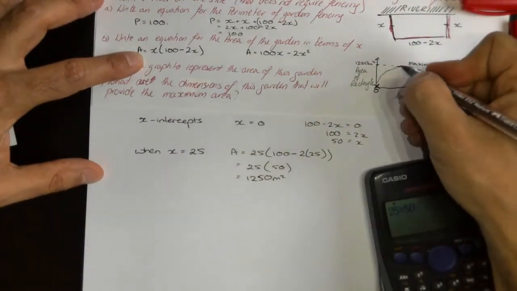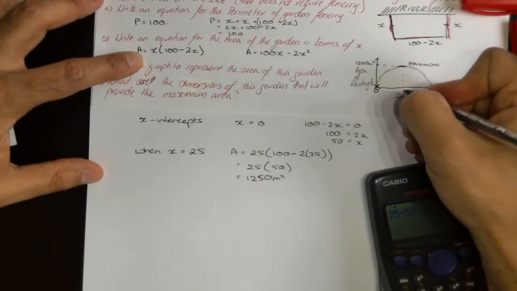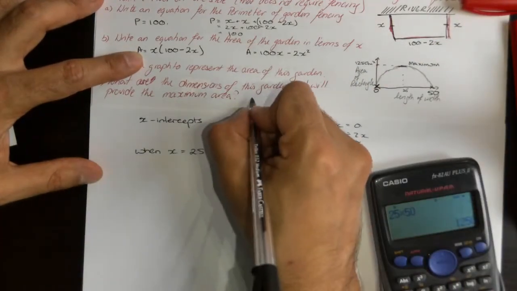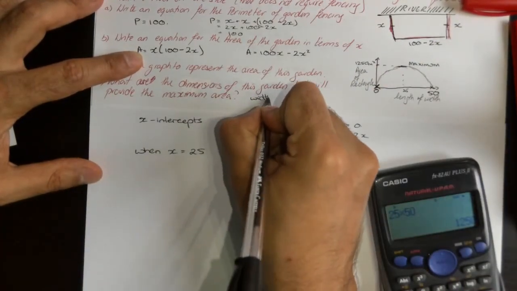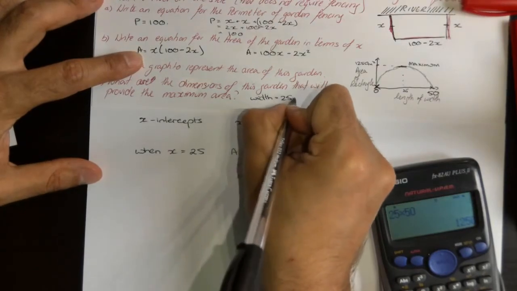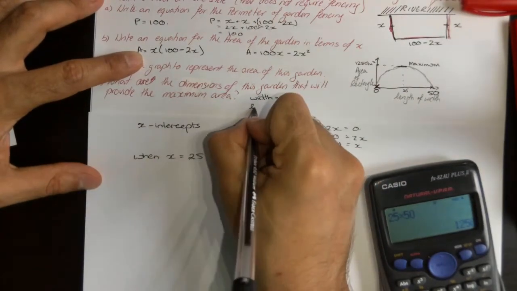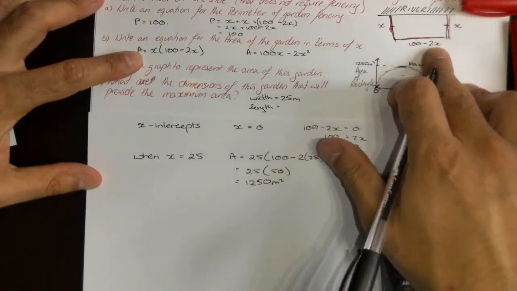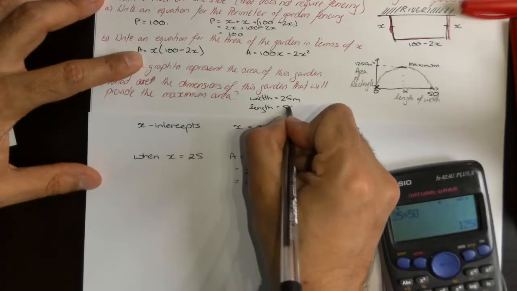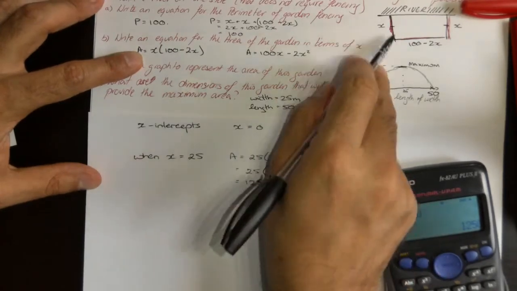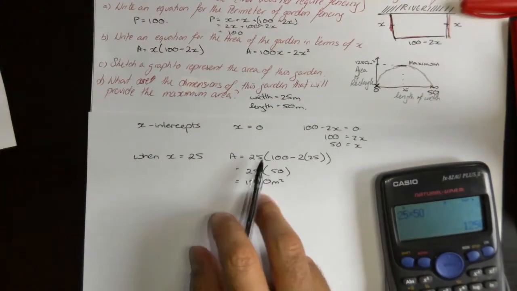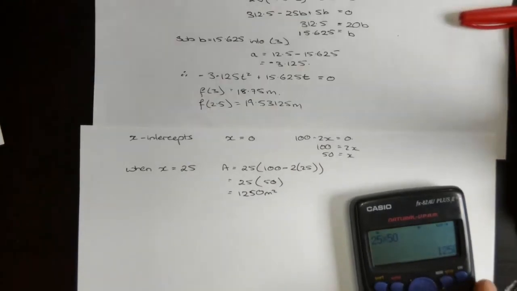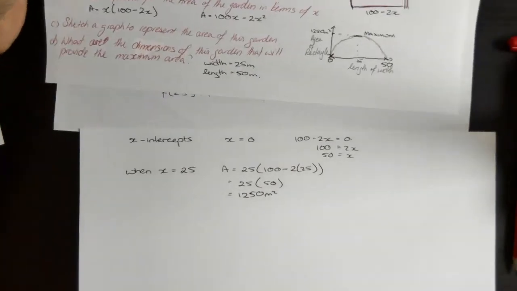So the maximum is when the width is 25 meters, and the length using this formula, 100 minus 2 lots of 25, is going to be 50 meters. So 25 by 50 meters will provide us with the largest area of garden. Okay. And that's all our examples.